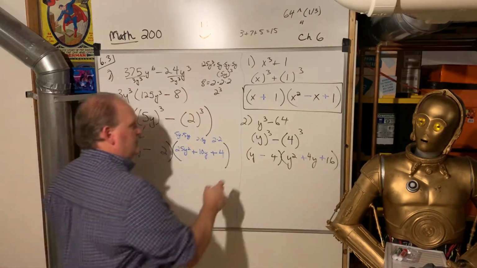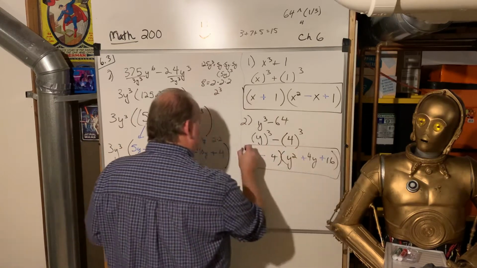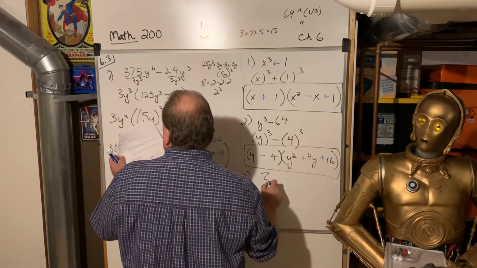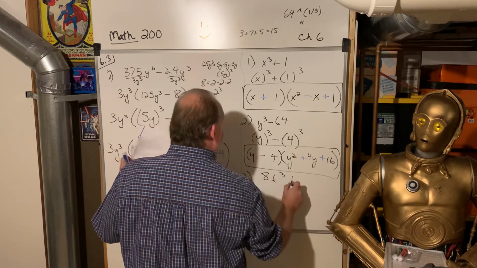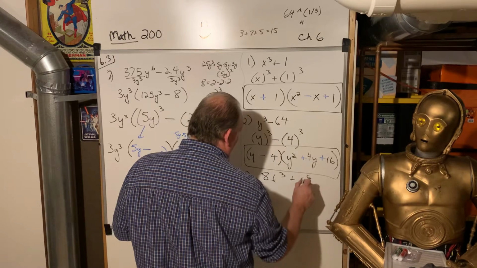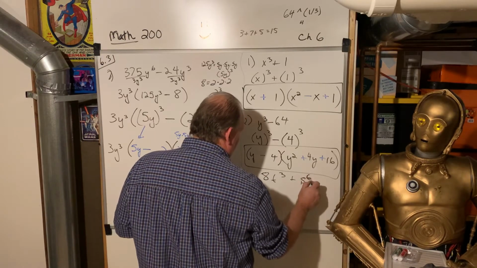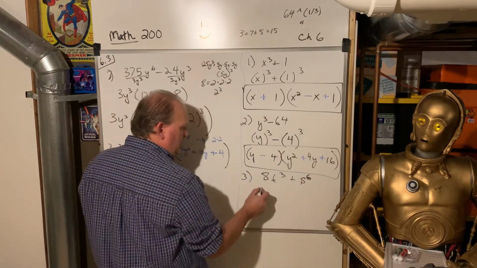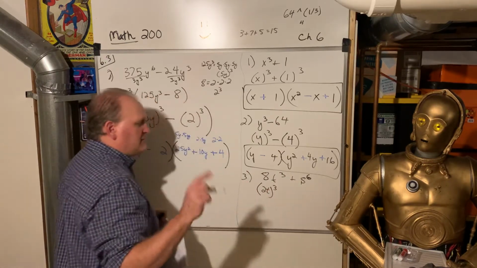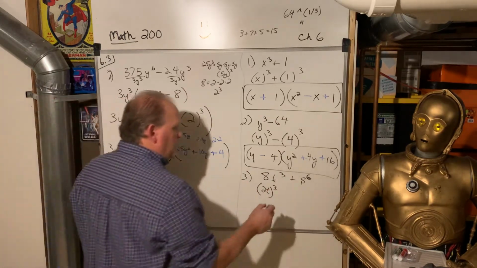And that's it. Done. Always the same process over and over again. So now 8t cubed plus s to the 6th. Okay, so that's a little trickier because powers are a little weird. So this one is 2t to the 3rd power. 2t times 2t times 2t is 8t cubed.